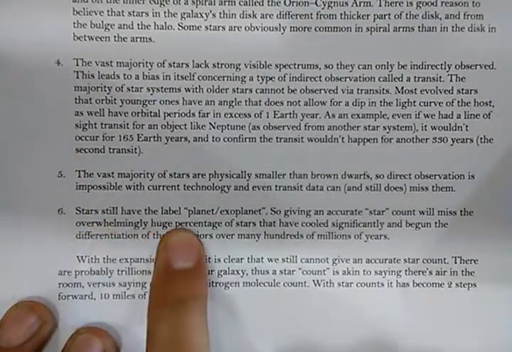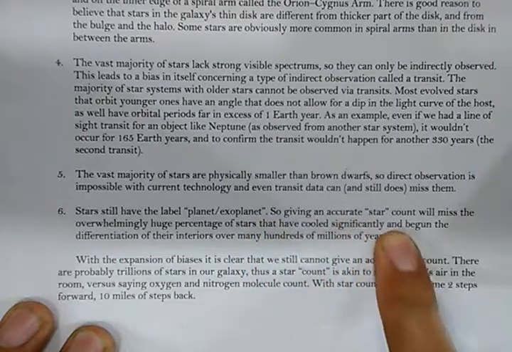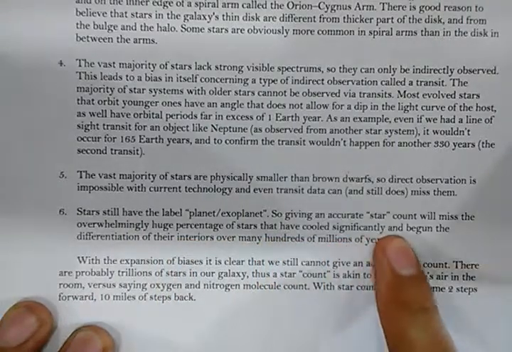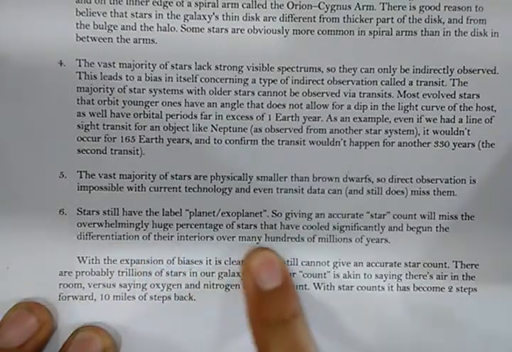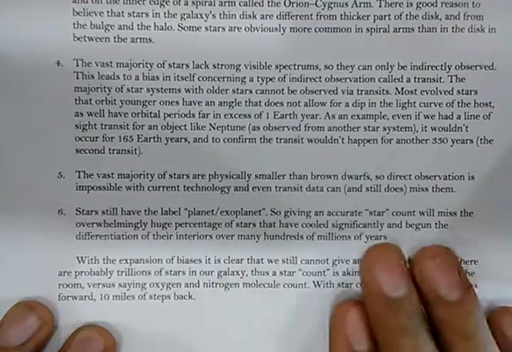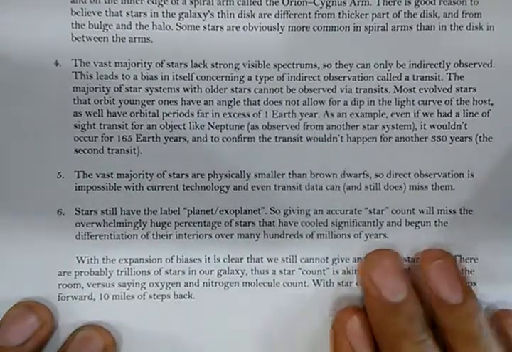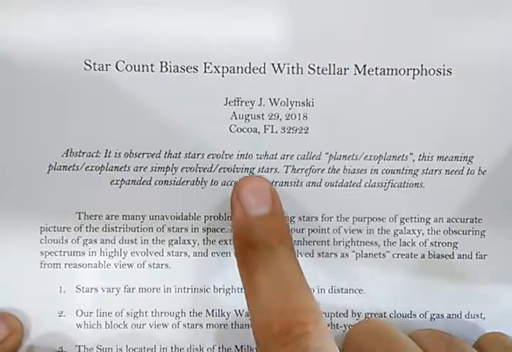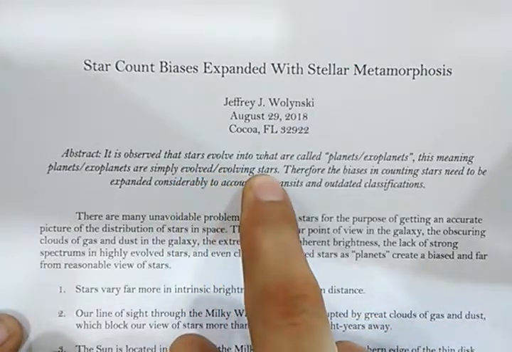Number 6, stars still have the label planet or exoplanet, so giving an accurate star count will miss the overwhelmingly huge percentage of stars that have cooled significantly and begun the differentiation of their interiors over many hundreds of millions of years. That being said, the star count biases are always going to be there. What's good about stellar metamorphosis is that we can go ahead and understand that the majority of the stars are evolved and evolving and are physically smaller than brown dwarfs, as well as they lack strong visible spectrums.